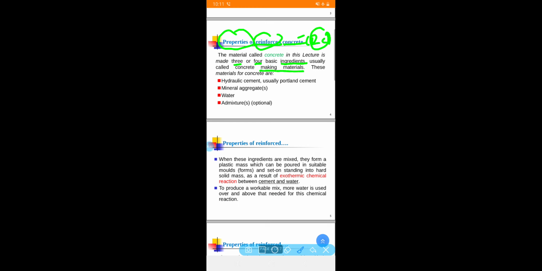The materials for concrete are hydraulic cement, usually Portland cement. This is a cement whose name is Portland cement. There are many different types of cement: Portland cement, national cement, PPC, and so on.